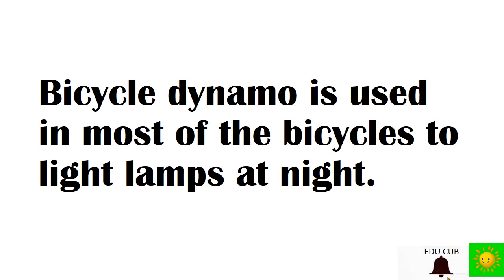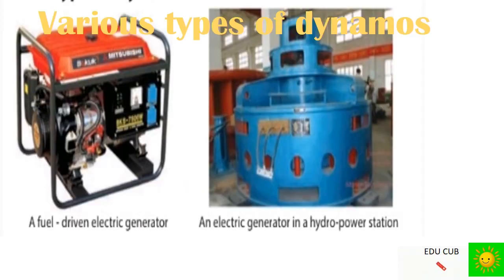Other than bicycles, various types of dynamos are used in fuel-driven electric generators, hydropower stations, thermal power stations, and vehicles to generate electricity. These are examples of various types of dynamos. The first one is a fuel-driven electric generator. The blue one is the electric generator in a hydropower station.